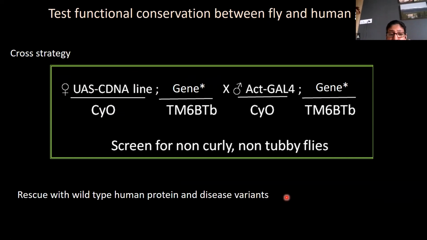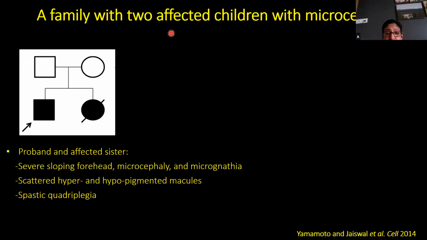And what happens normally, if this mutation in this gene is causing the phenotype, then when we see rescue of lethality with the wild type human gene, we will not see the rescue with a disease variant. Okay, so I'll just give you one example of such a study that was done in my postdoc lab, and then you will understand how one can do this diagnostic approach to find out which gene is involved in disease.